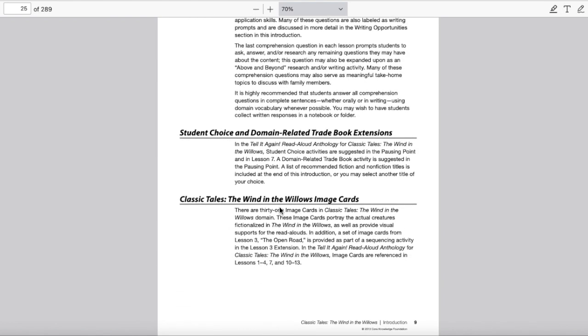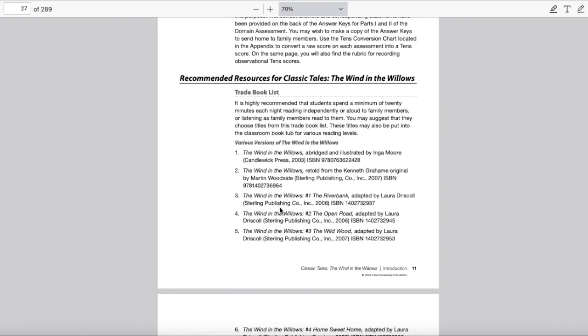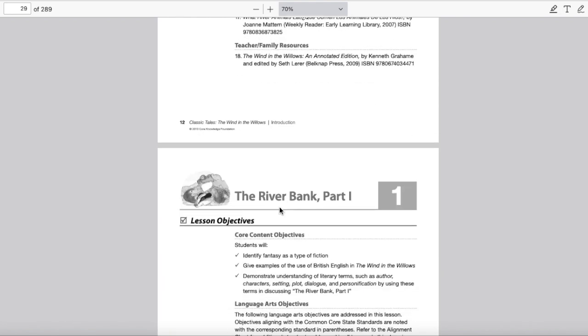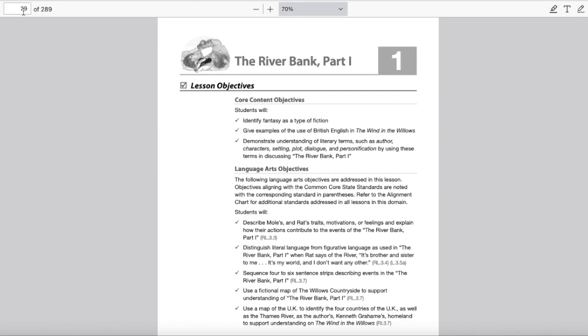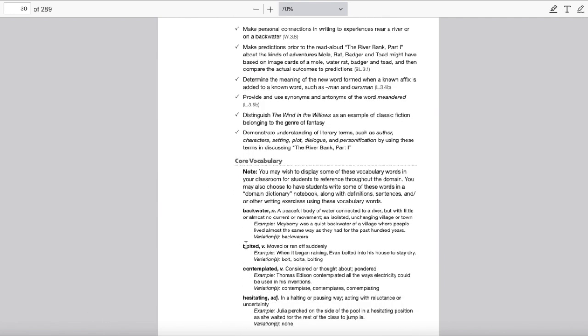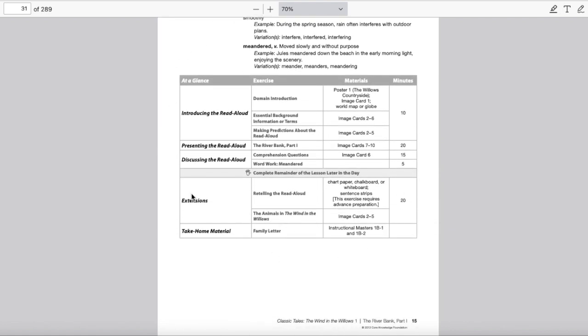Comprehension questions, of course. It tells you about the different components of it. Every single Core Knowledge unit I've used has a trade book list, additional books you can have on hand to further what you're reading about if you would like to. So you can see we're at page 29 and we're just getting now to the first lesson. So again, it's going to give you your objectives. It's going to get you the vocabulary you're going over. It's going to give you a snapshot of what this lesson's going to look like.